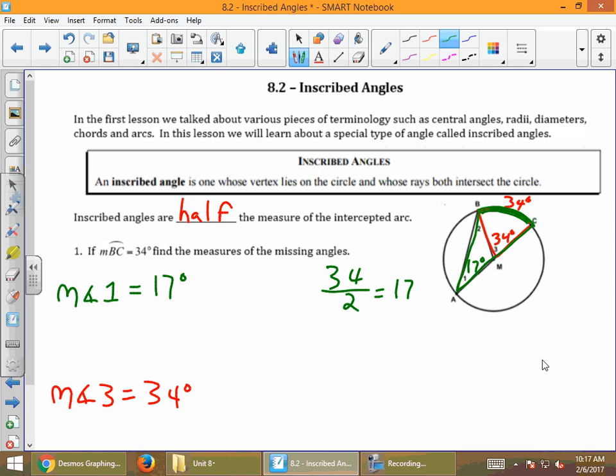So, let's figure out what the measure of angle 2 is. Alright, the measure of angle 2. How do we figure it out? Where's it at? Angle 2 is sitting up here. There's actually several ways to answer this one. How do I figure out what it is? Any ideas?